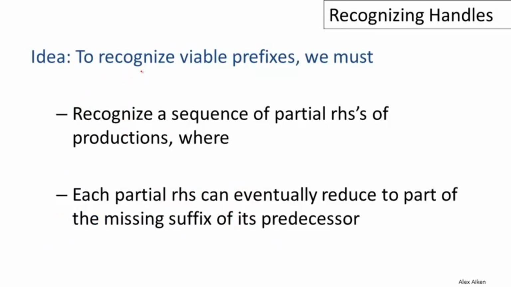To summarize this video, we can say a little more precisely how we go about recognizing viable prefixes. The crux of the problem is going to be to recognize a sequence of partial right-hand sides of productions where each of those partial right-hand sides can eventually reduce to part of the missing suffix of its predecessor. Next time, in the next video, we're going to actually give the algorithm for implementing this idea.